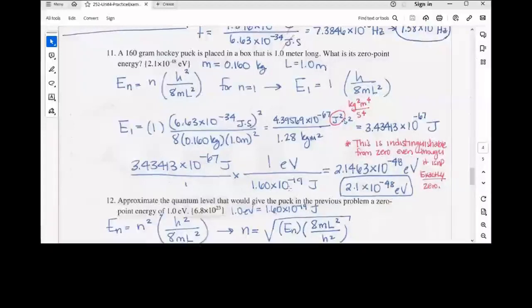Next, take that energy that's in joules and convert it into electron volts. So this time, since we're going in that direction, it's going to involve dividing by 1.60 times 10 to the negative 19 joules. And I end up with another incredibly small value, 2.1463 times 10 to the negative 48 electron volts. So if this were a value that we were going to attempt to measure in a laboratory setting, we'd find that it would essentially be indistinguishable from zero.